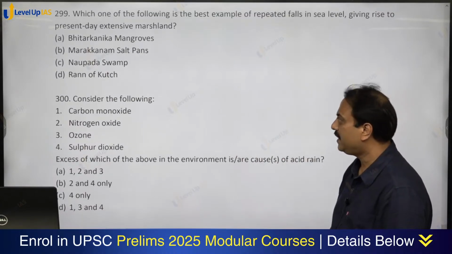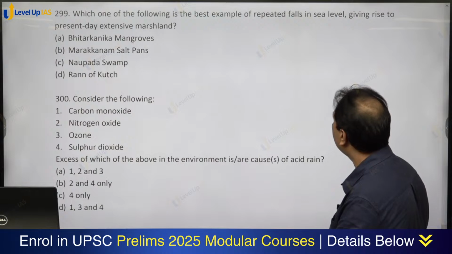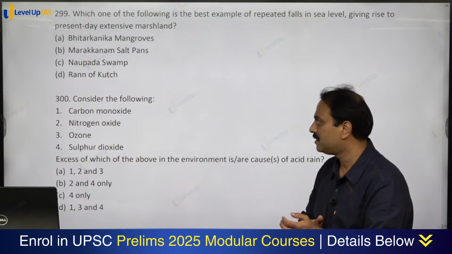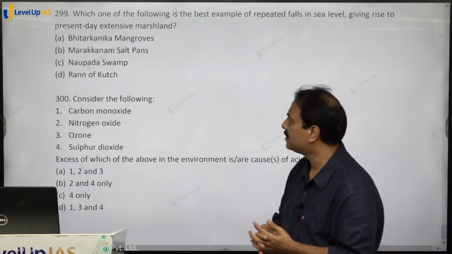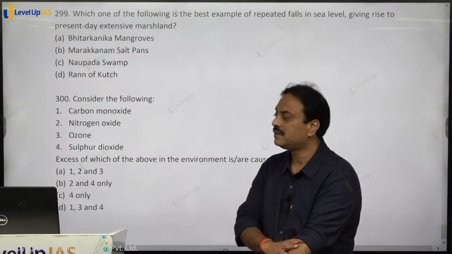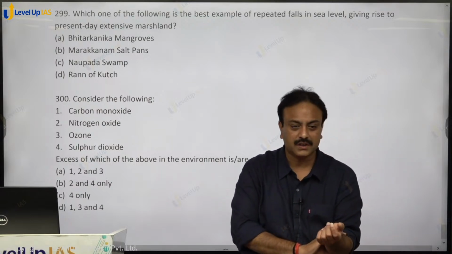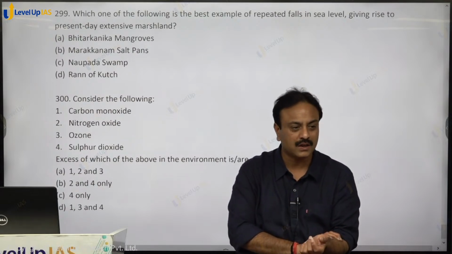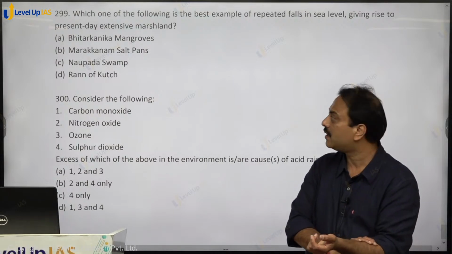Question number 299. Which one of the following is the best example of repeated falls in sea levels giving rise to present day extensive marshland? Marshlands. Extensive marshlands. Huh? Run of Kutch is the right answer? Yes or no? It is in Gujarat. Falls in sea levels have resulted in the formation of marshes over there.